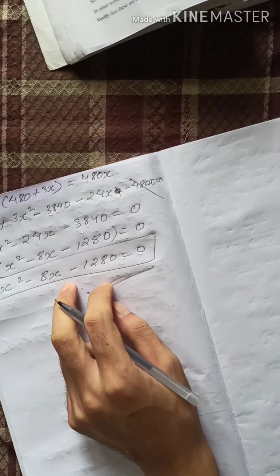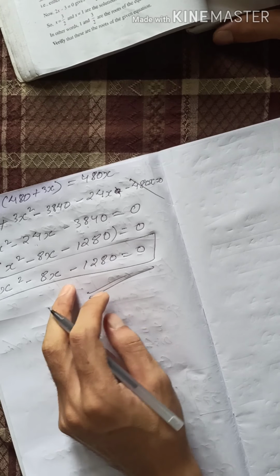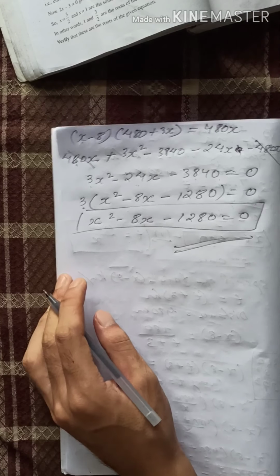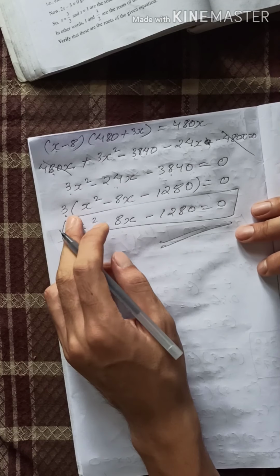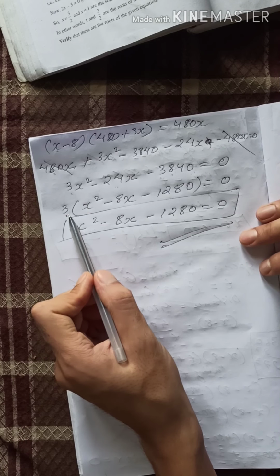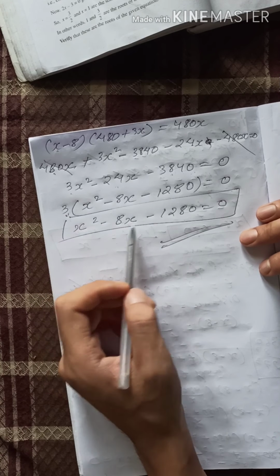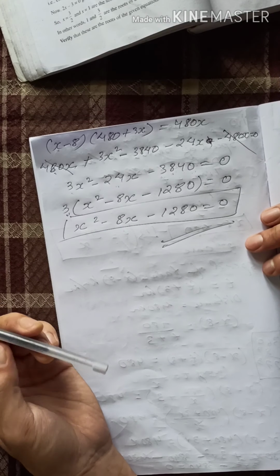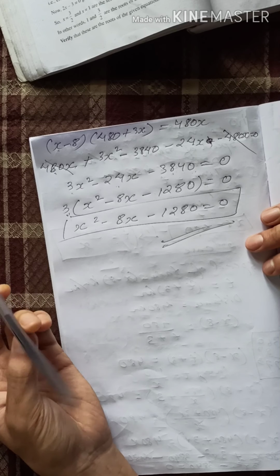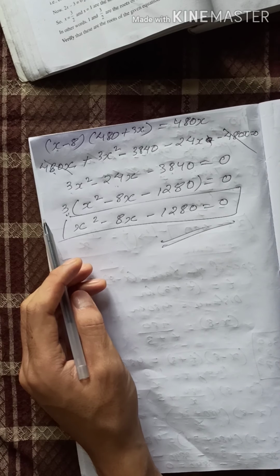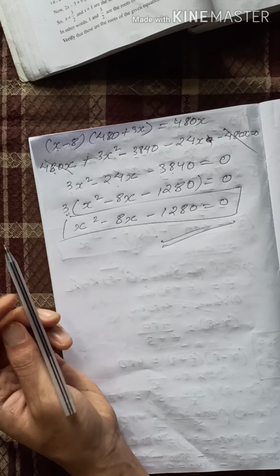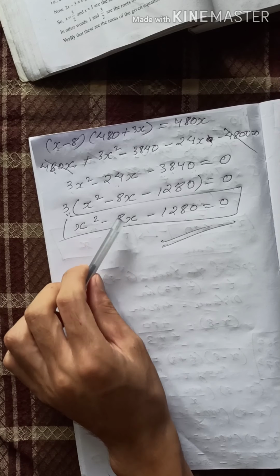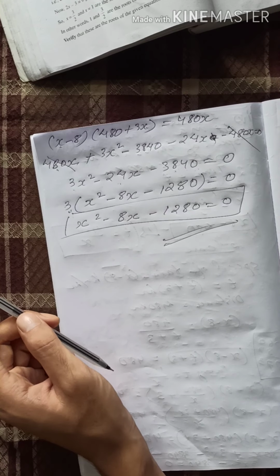So this is how we form a quadratic equation. We've completed the exercise. So this is how we do it. Now in the next exercise, we'll be finding out the roots. How to find roots? It's very simple.